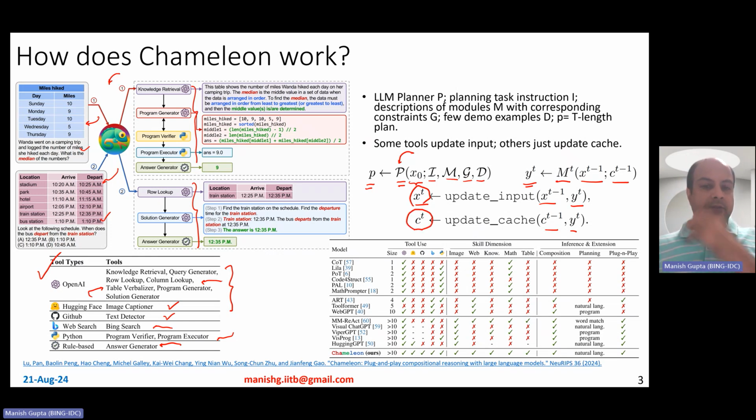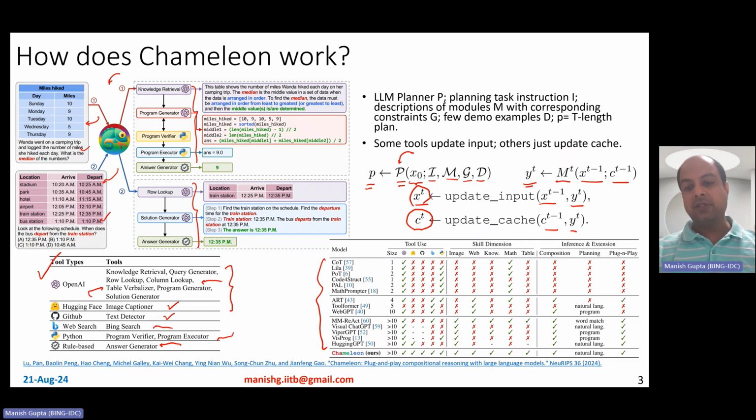Okay. Now, this Chameleon framework is basically one of those frameworks which augment large language models with additional external tools. Of course, several of these, like MM-ReAct, ViperGPT, and VisProg, are also very similar.